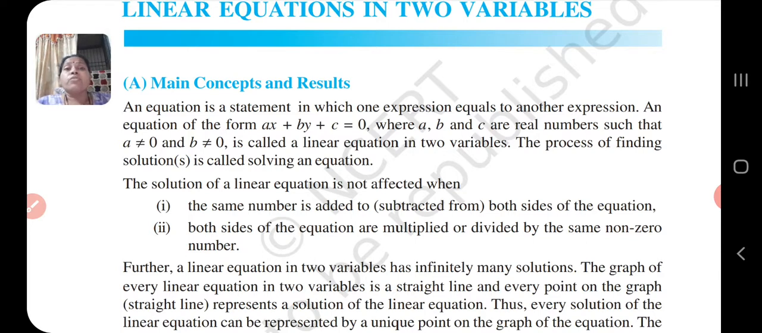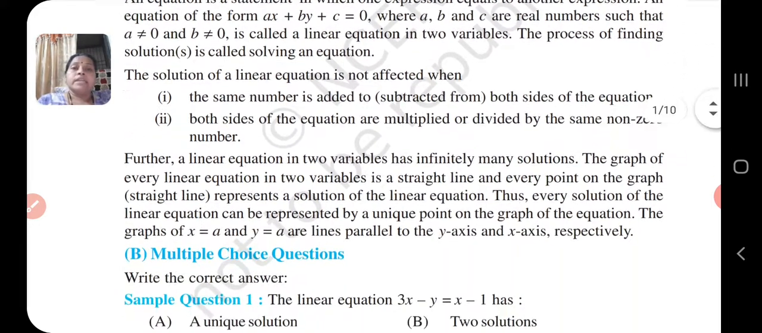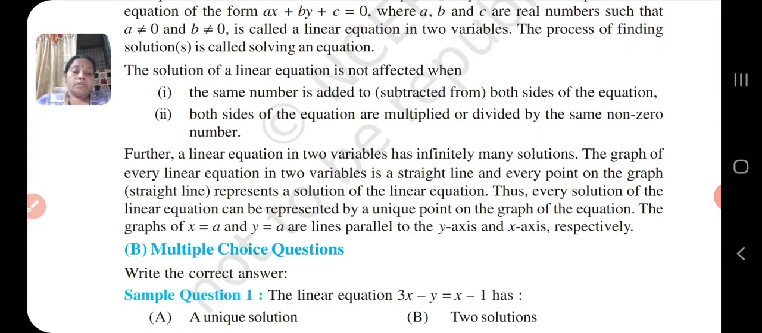The process of finding a solution is called solving an equation. Okay, the solution of a linear equation is not affected when the same number is added or subtracted from both sides of the equation, or both sides of the equation are multiplied or divided by the same non-zero number. Understand? Same non-zero number. Now, linear equation in one variable we see, and linear equation in two variables.